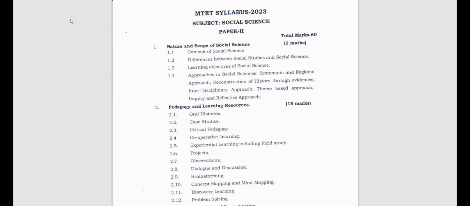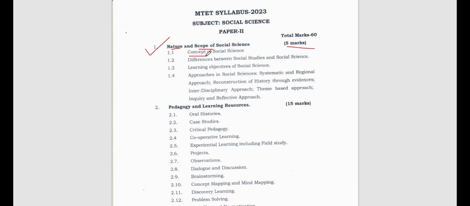Well, number one, we have nature and scope of social science. Before reading anything, we should be able to know what is social science, what is the nature of social science, and what is the scope, what is the significance, why do we need to study social science. And this will be for 5 marks. So this number 1 will be for 5 marks.